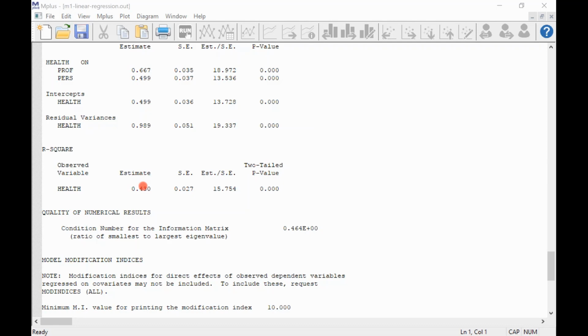This is it with regard to linear regression. I'm going to show you now how to do it when your outcome is skewed and when your outcome is both skewed and contains missing data.